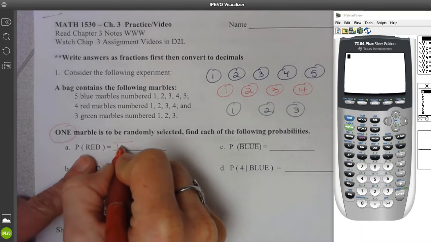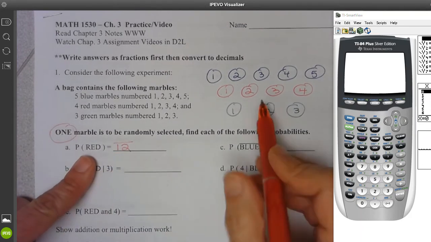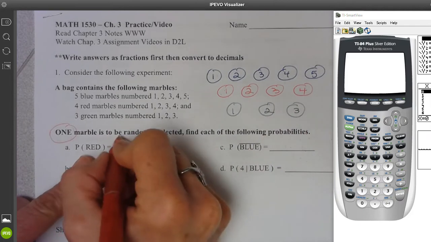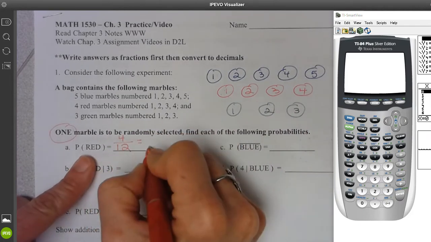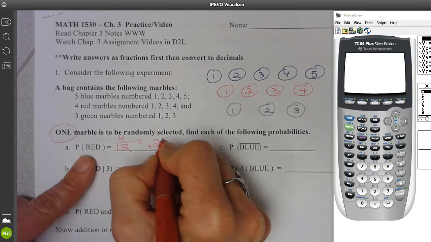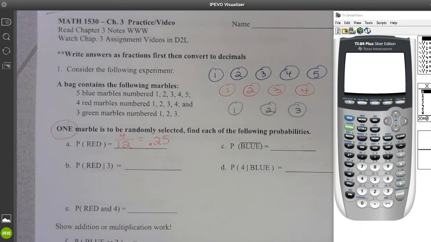There's a total of 12 marbles, and of those 12, there's 4 that are red. So 4 divided by 12, rounding to 2 decimal places, is 0.25.